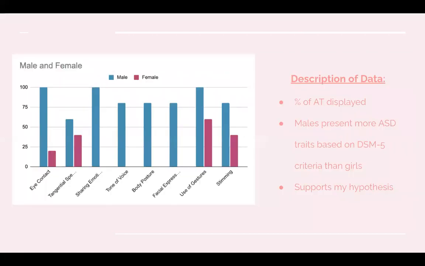Although I have a lot more data to analyze, just by looking at this quick bar graph, you can see that the data supports my claim that girls with ASD present very differently than boys with ASD, particularly when using the traits defined in the DSM-5. For instance, 100% of the males showed ASD traits when it came to eye contact, sharing emotions, and use of gestures, while 0% of the females showed ASD traits in the categories of tone of voice, body posture, and facial expressions. I think my methodology and these data will help me when writing my final paper.